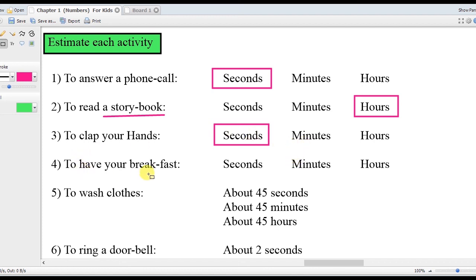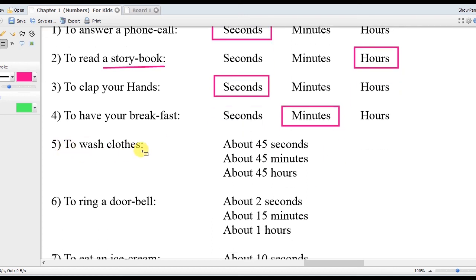Okay, to have your breakfast. How long will it take you to eat your breakfast? Seconds? Really? No, minutes. Eating food fast is not a good thing, right? And eating food too slowly is also not a good thing. So it might take 7 to 10 minutes or max 15 minutes, right?